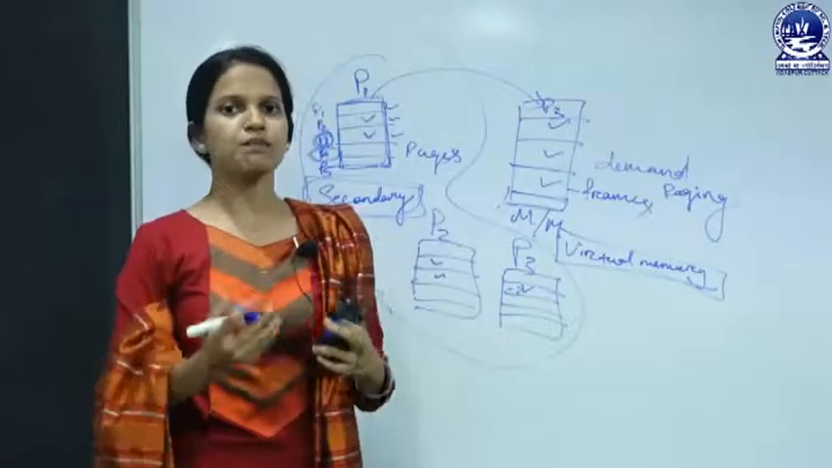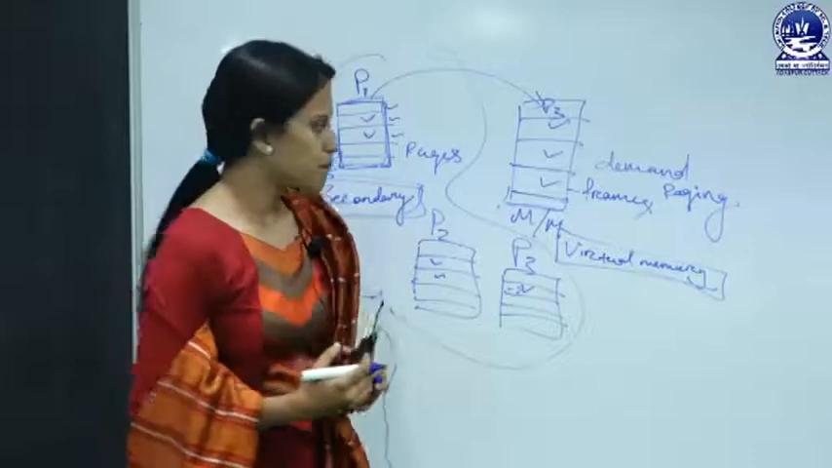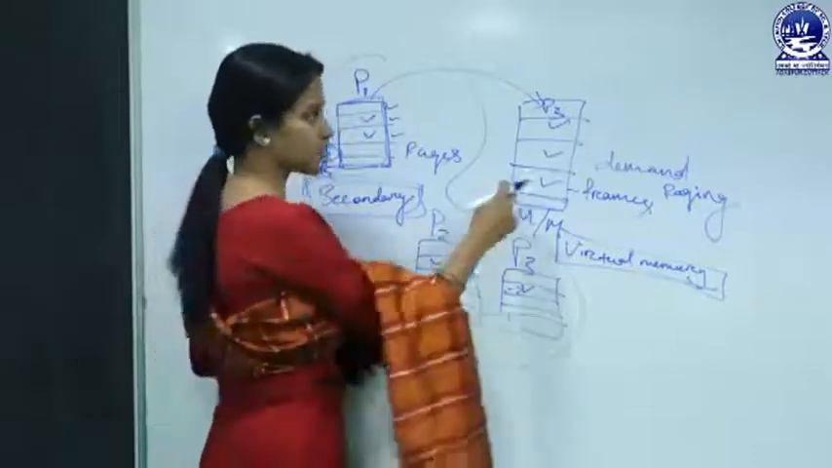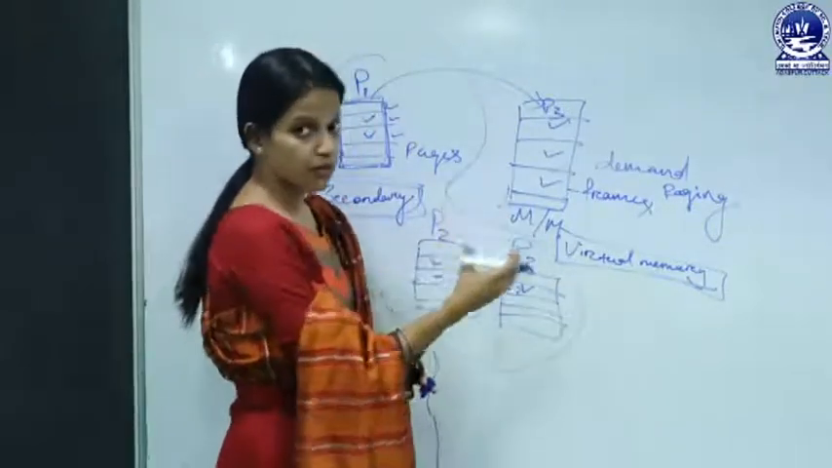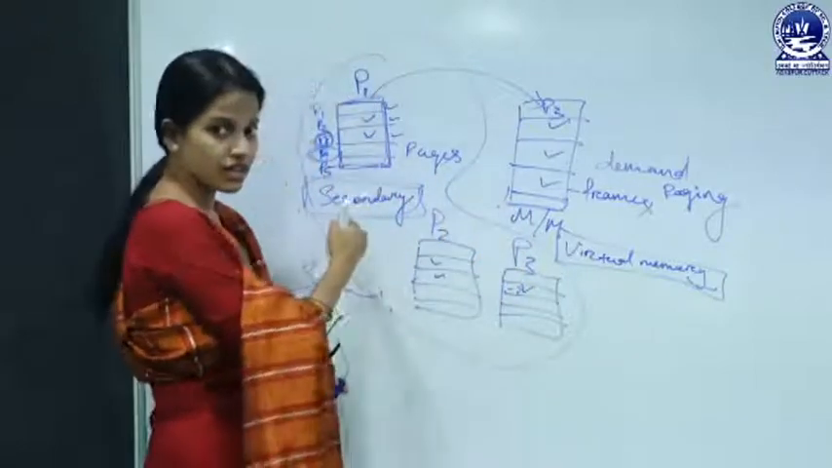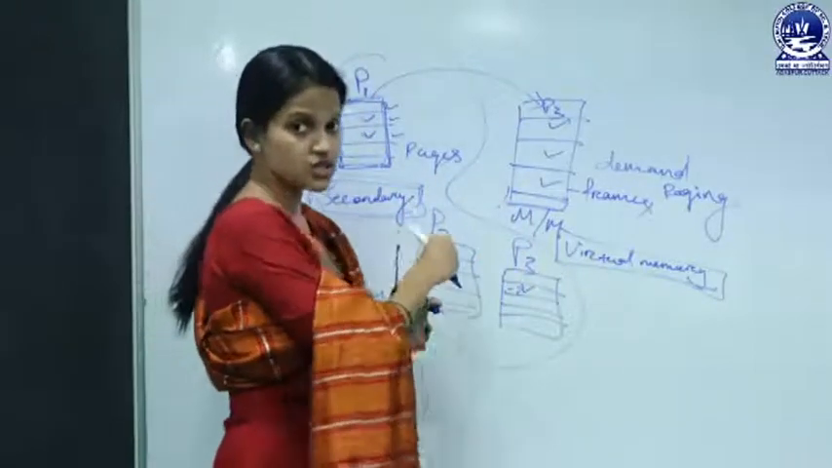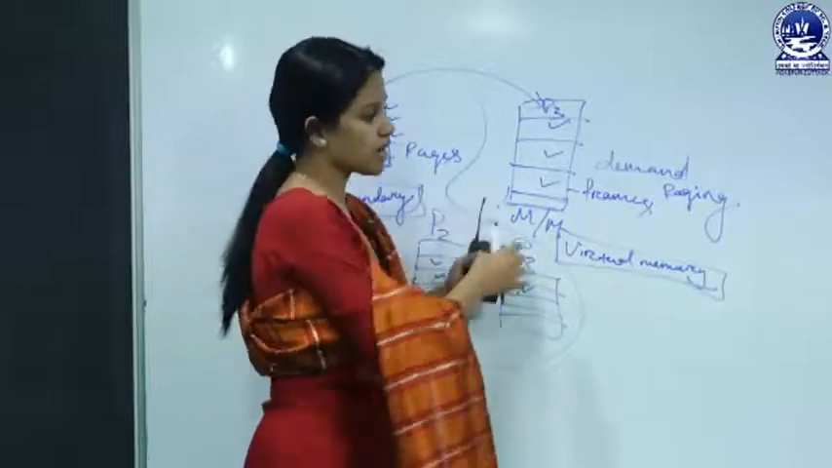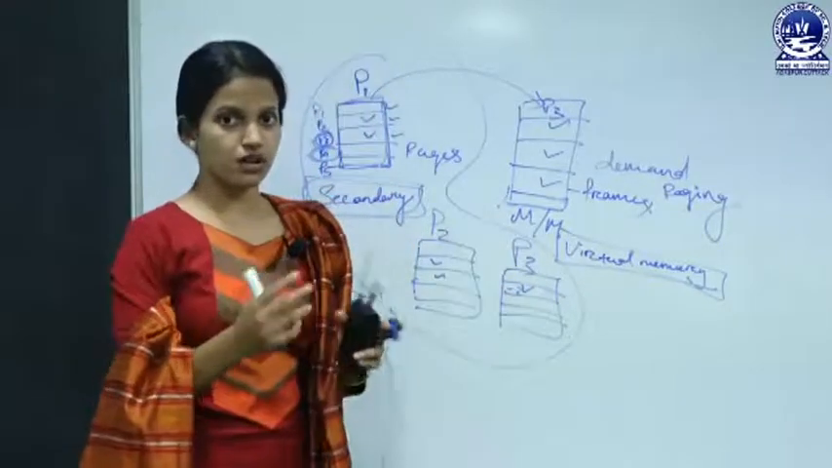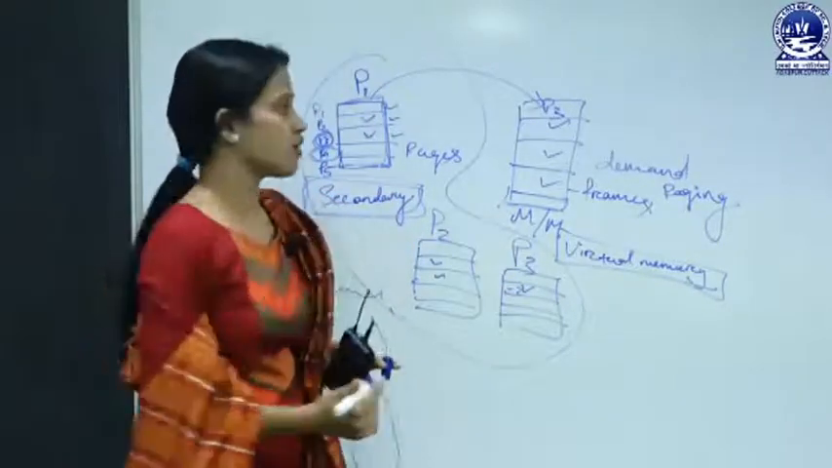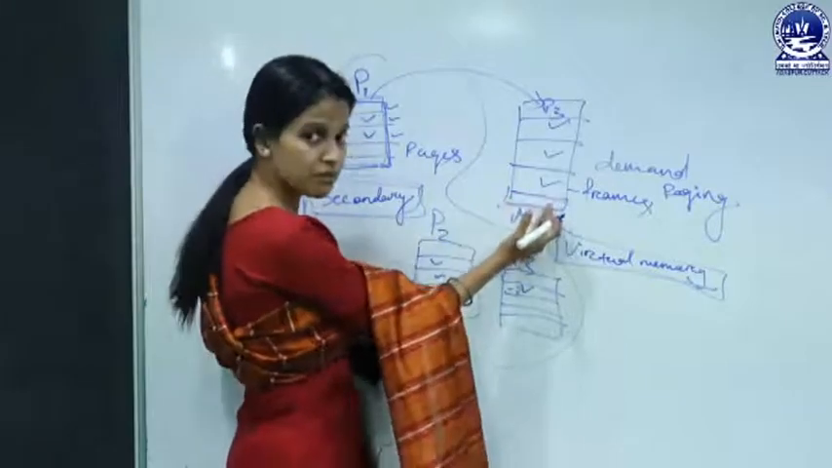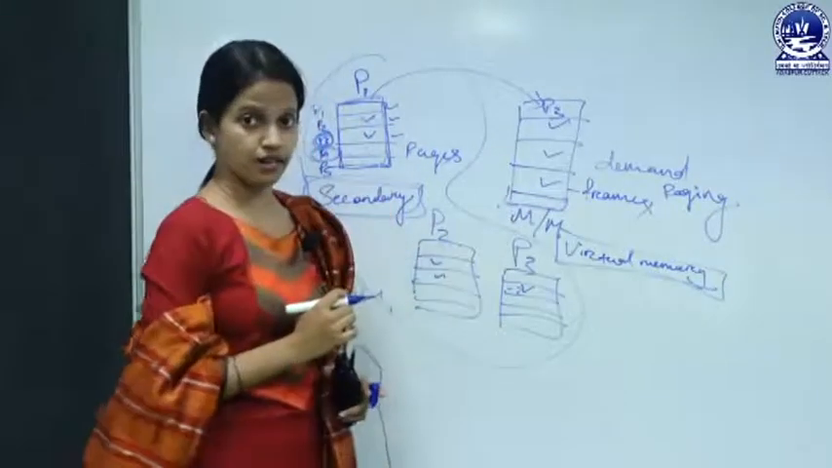We apply a replacement algorithm by replacing the pages in the main memory to the secondary memory, and we put the pages which are required into the main memory. So there will be a replacement of pages of main memory and pages of secondary memory.